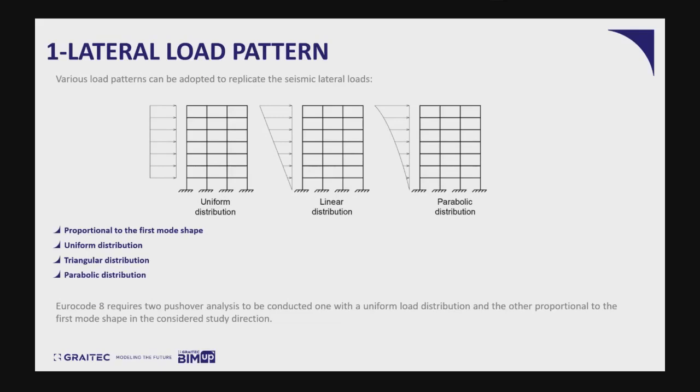The shape of it can be proportional to the first mode shape, can be uniform, can be triangular, or can be parabolic. This depends on the period of vibration of the structure, and also it depends on the seismic code in use. For example, the Eurocode requires doing two pushover analyses simultaneously, one with the uniform load distribution and the other proportional to the first mode shape in the considered study direction.